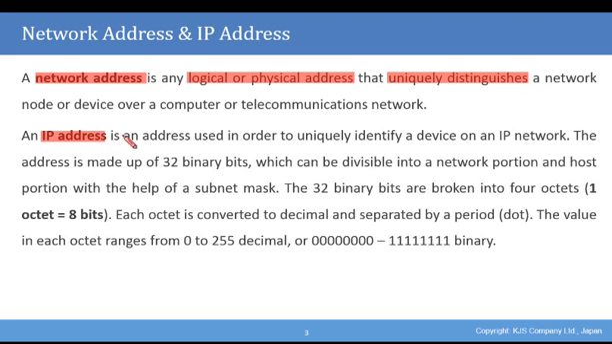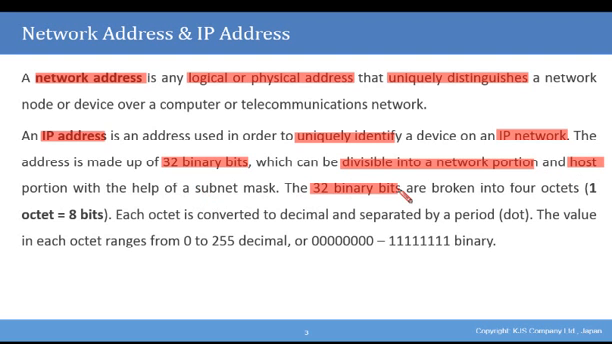An IP address or an Internet Protocol address is an address used in order to uniquely identify a device on an IP network. The address is made up of 32 binary bits, which can be divisible into a network portion and a host portion with the help of the subnet mask.